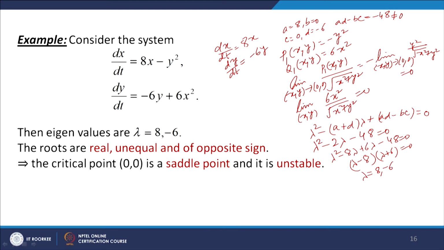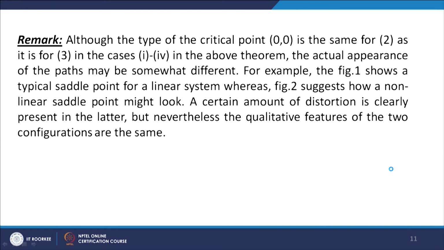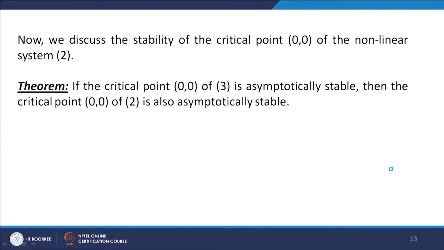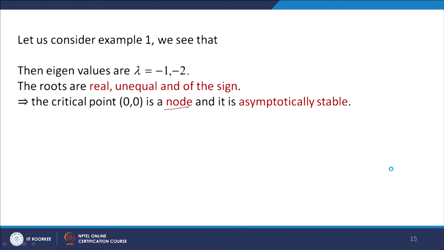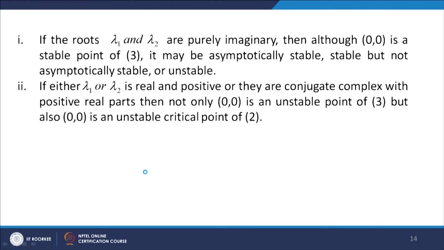Now, the eigenvalues are real, unequal and of opposite sign. So the point (0, 0)... let us go to the theorem. If lambda 1 and lambda 2 are real, unequal and of opposite signs, then the critical point (0, 0) is a saddle point. So (0, 0) is a saddle point. Okay. Now, we go to regarding stability.